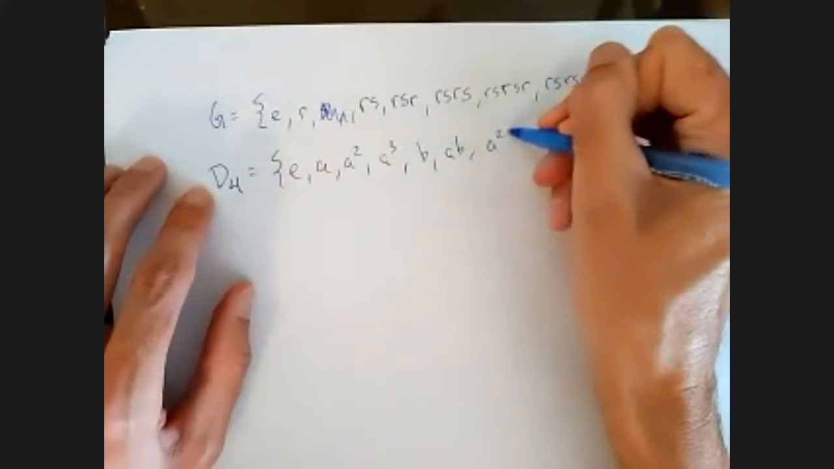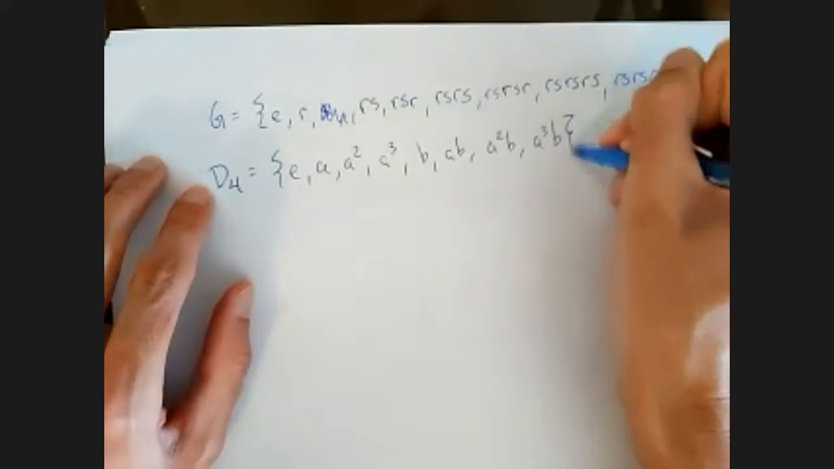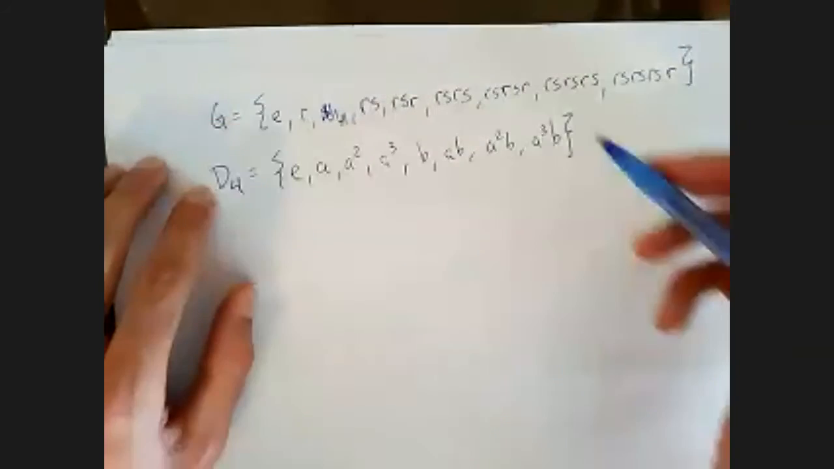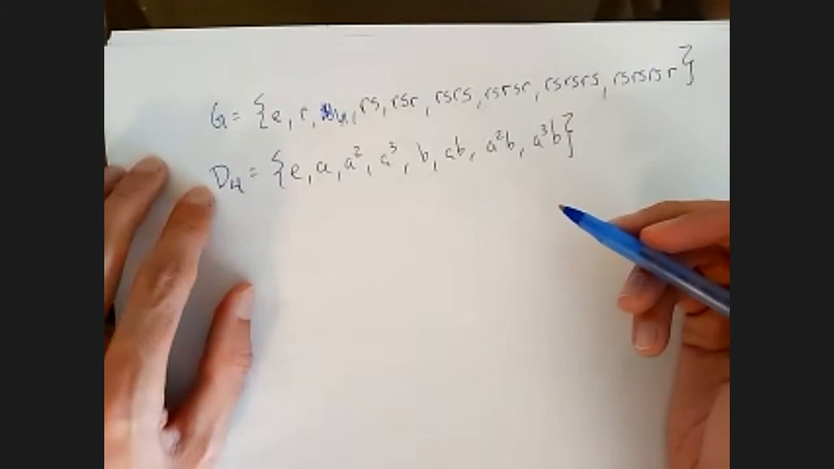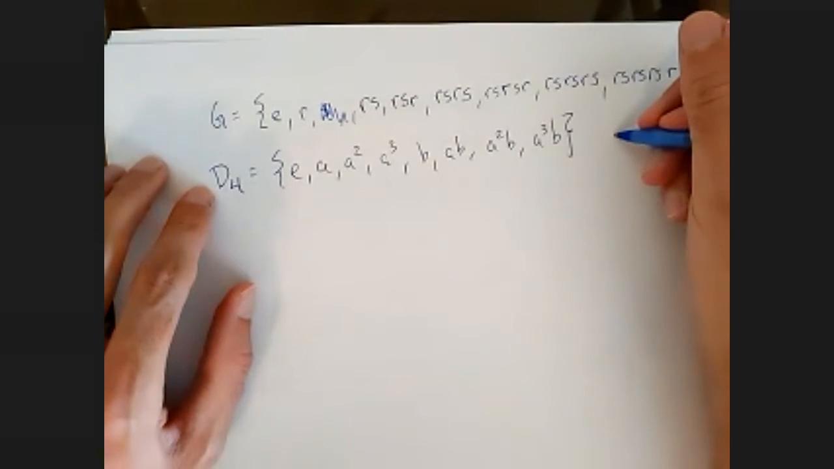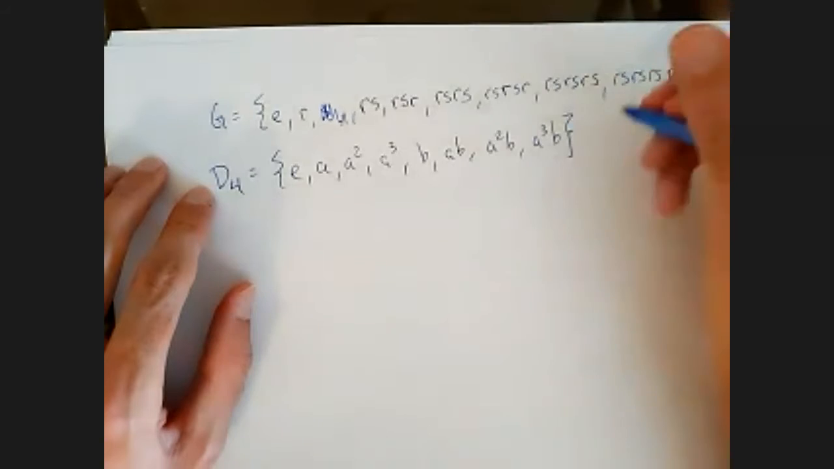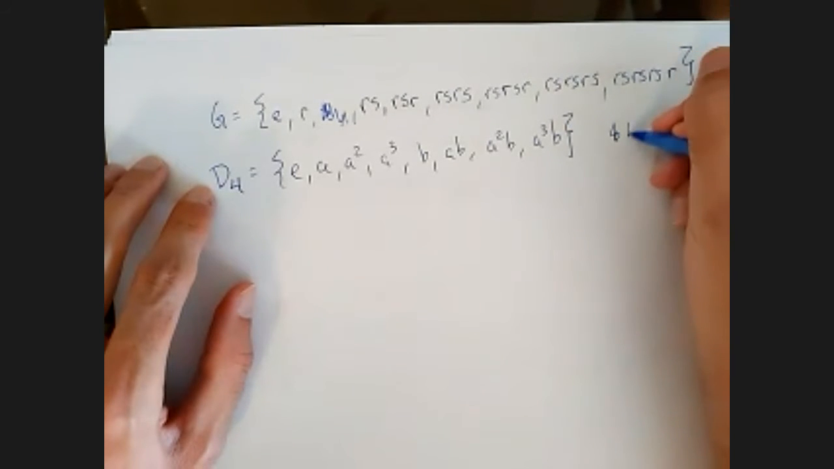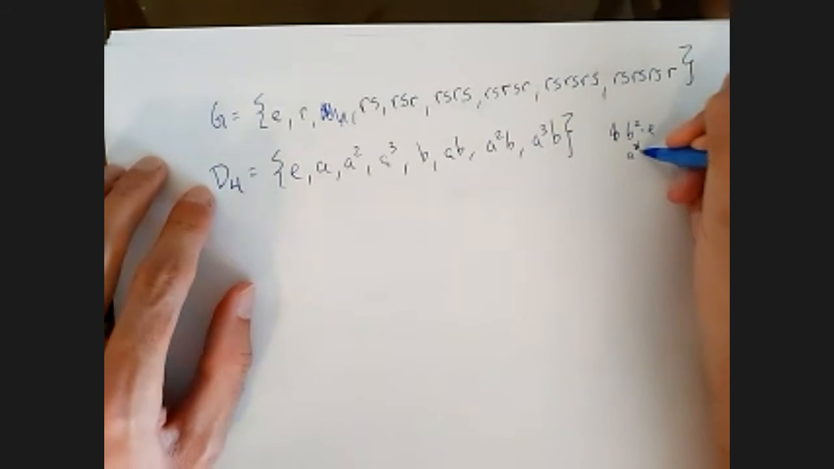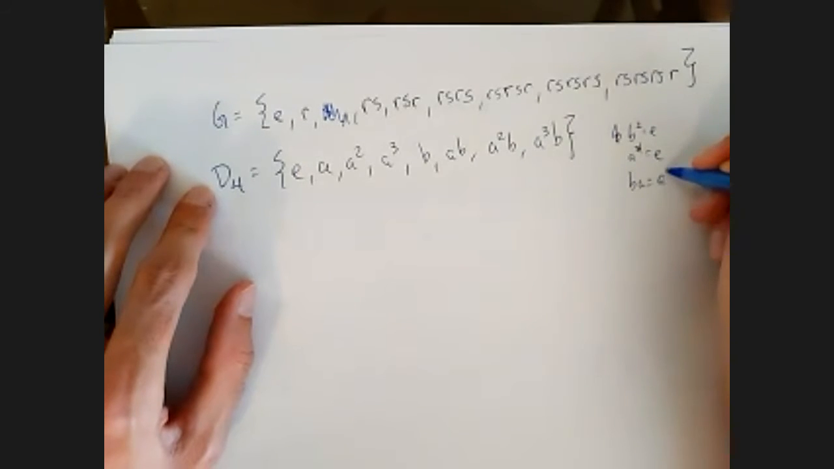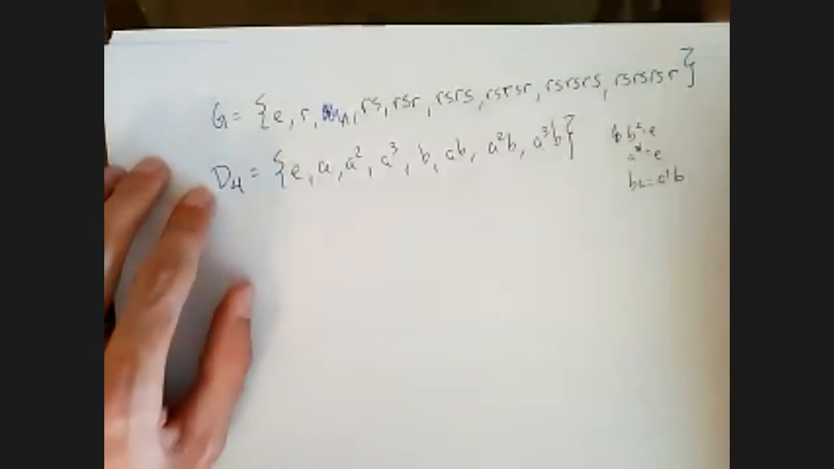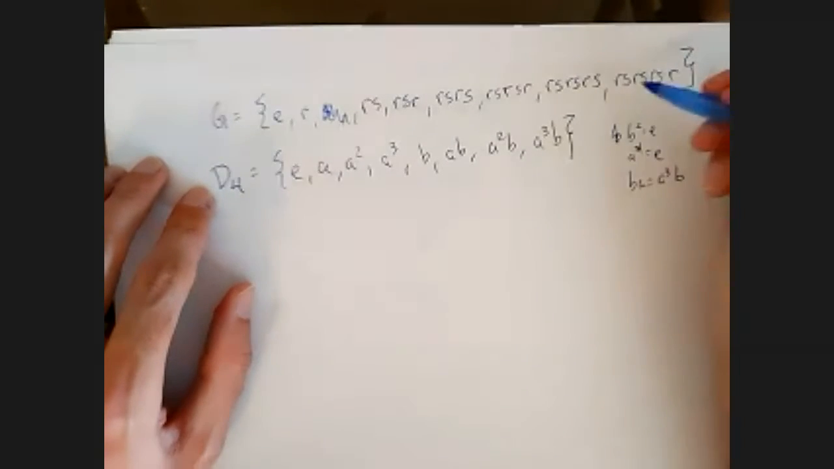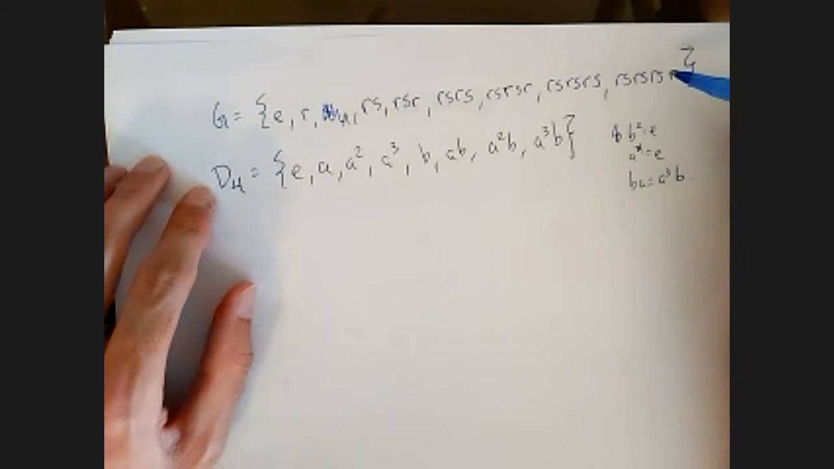And then I could tell you that D4 is really E, A, A squared, A cubed, and then B, AB, A squared B, A cubed B. And I could also give you rules about how to multiply them all together, which would essentially boil down to telling you that B squared equals the identity, A to the 4th equals the identity, and BA equals A cubed B. And similarly for G, I tell you RS to the 4th is the identity, S squared equals R squared equals the identity. That would tell you all the information you need to compute in G and D4.